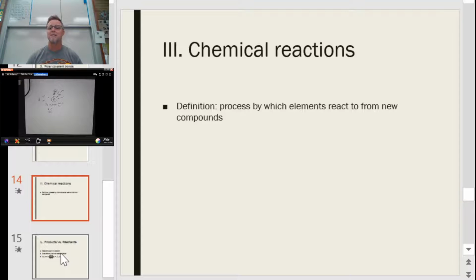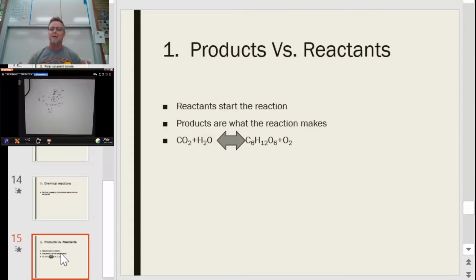So to make these bonds, what we're doing is a thing called a chemical reaction. Chemical reactions are basically the process by which atoms react to form new compounds. And I've really kind of already explained how this happens with the whole exchanging of electrons thing. So we don't have to spend a lot of time on it, but there are some parts of a chemical reaction that you do need to know. So when you think about chemical reactions, you definitely have to know the difference between a product and a reactant, okay? Products and reactants. Reactants always start the reaction. Products always finish the reaction. That's what the reaction makes.